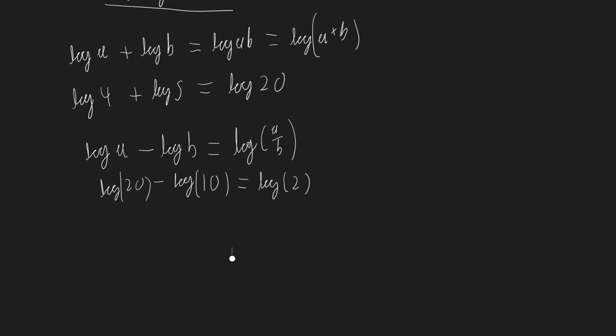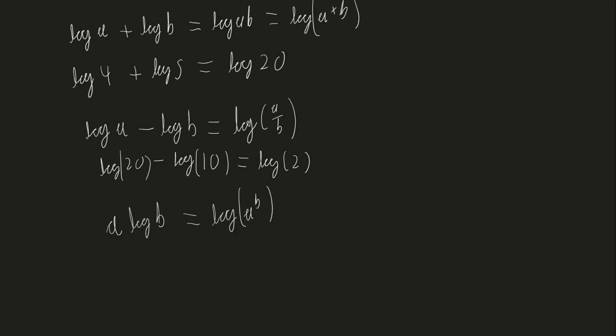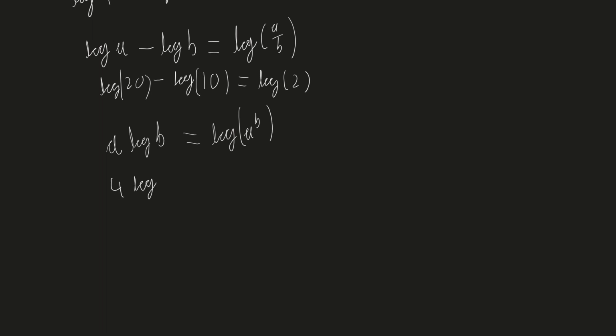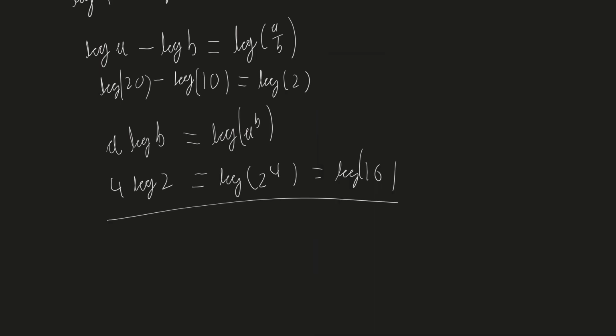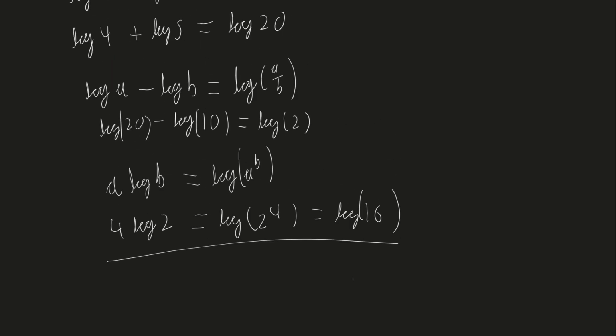Another rule, a very important one, is if you have a constant, we'll call it A, then A log B is equal to log B to the A. So for example, if we had 4 log 2, that would be equal to log 2 to the power 4, which is log 16. Let's do log 16, which is log 2 to the power 4, and we get the same answer. Look at that. We've proven this rule as well.